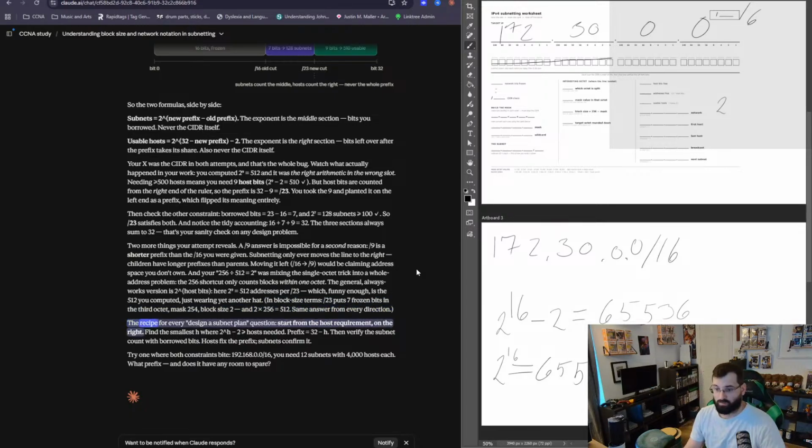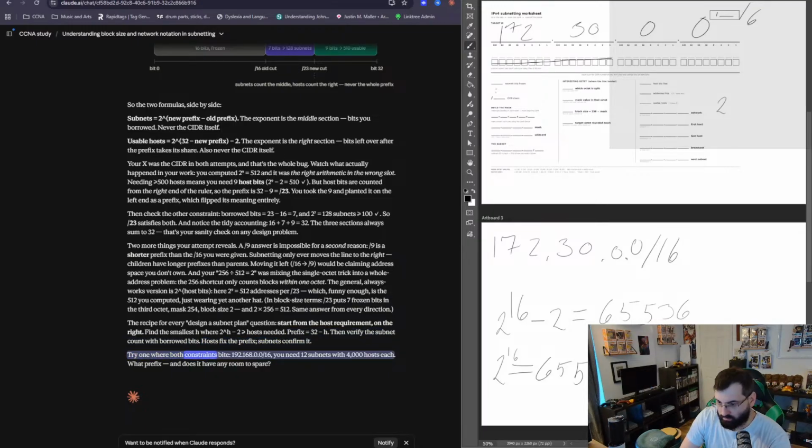Same answer. Here's the recipe for every subnet plan design question. Start from the host requirement on the right. Find the smallest h where 2 to the power of h minus 2 is greater than or equal to the hosts needed. Prefix equals 32 minus h. Then verify the subnet count with borrowed bits. Hosts fix the prefix. Subnets confirm it.